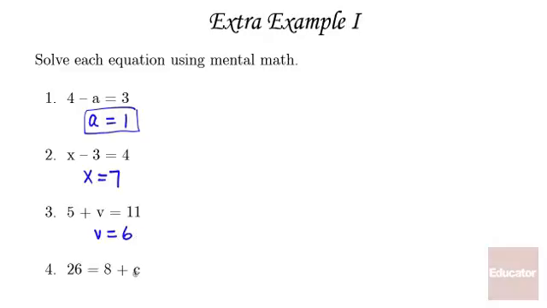26 equals 8 plus c. 8 plus what equals 26? Well, if you subtract it from here, that'll be 18. So c equals 18 because 8 plus 18 is 26.